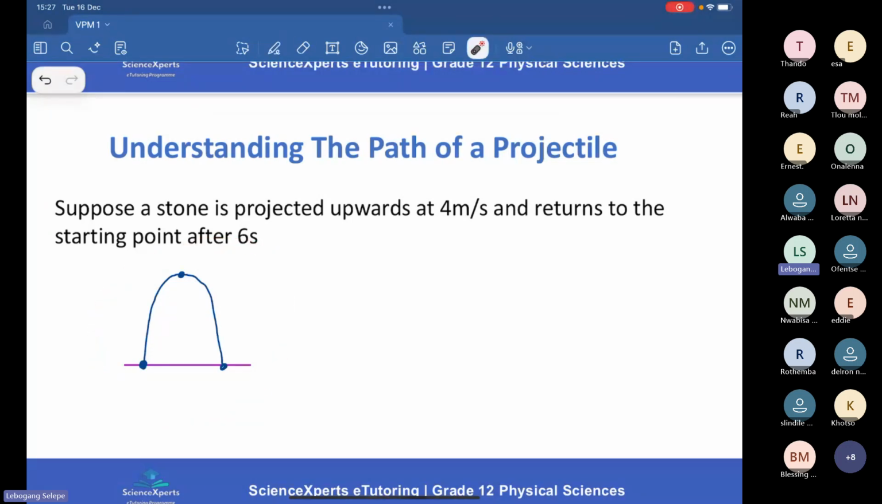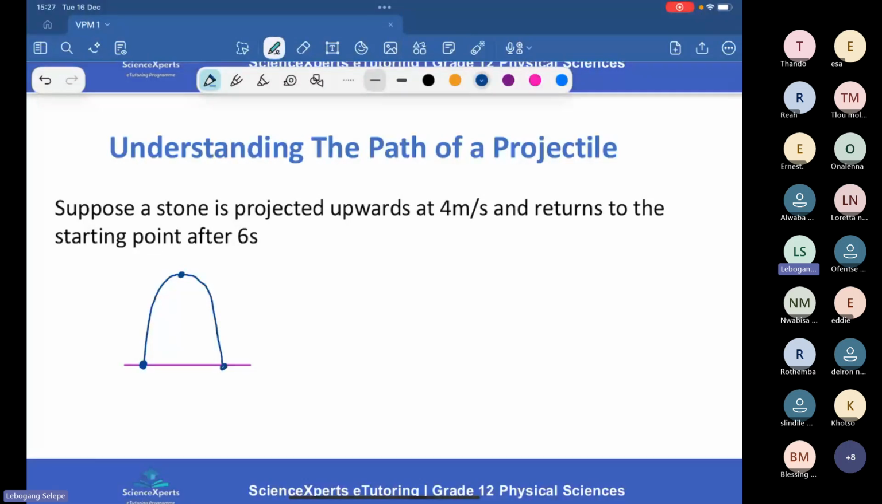It looks like this, right? Indicate the points, label the points. This is point A, the point where it was released. I can call it A. Can call this point B. The point where it returns to its starting point, it's C.